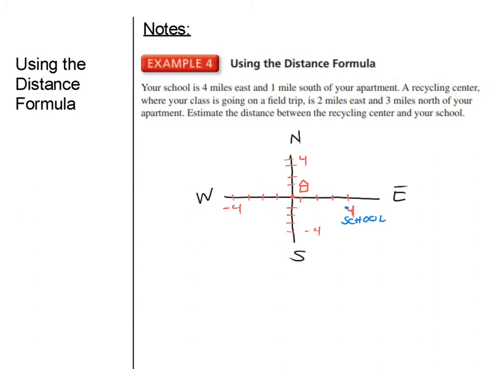And then a recycling center where your class is going on a field trip is 2 miles east and 3 miles north of your apartment. So 2 miles east and 3 miles north would be right here. And that's the recycling center. I like to label the points. So this is 0, 0. That's my apartment. My school is 4, -1. And the recycling center is 2, 3.